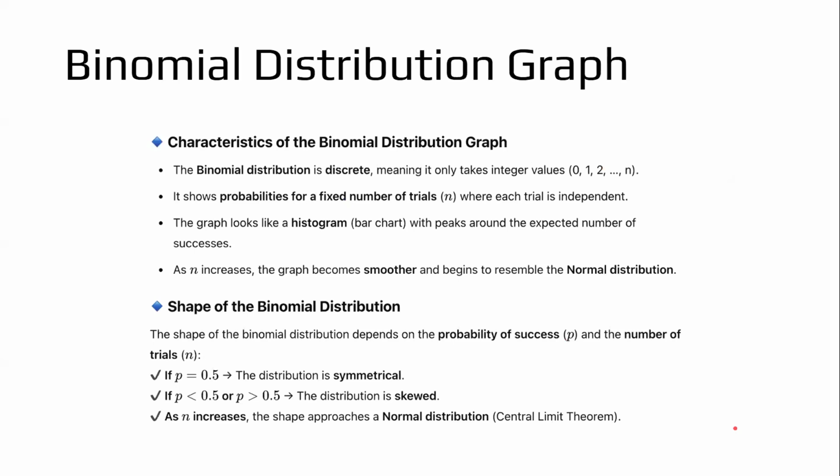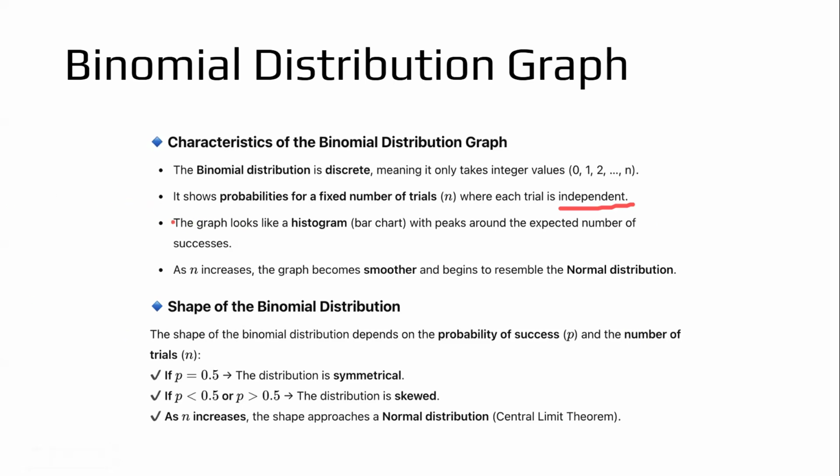Now let's talk about what the binomial distribution graph looks like. We will see this graph in the notebook as well. So, characteristics of a binomial graph: binomial distribution is discrete in nature, meaning it will only take integer values 0, 1, 2, and so on. It shows probability for a fixed number of trials, as I just mentioned in the definition, where each trial is independent, and you know what an independent trial is. I don't have to repeat it. That's why I keep on mentioning it: ask me if you have any doubt. What is an independent trial event? What is a dependent event or trial? All these things are helpful in understanding these concepts.